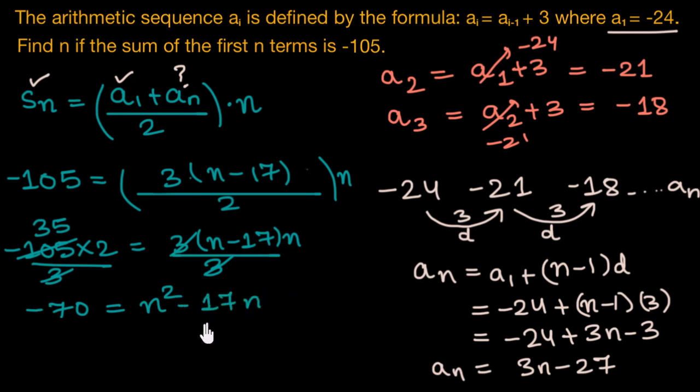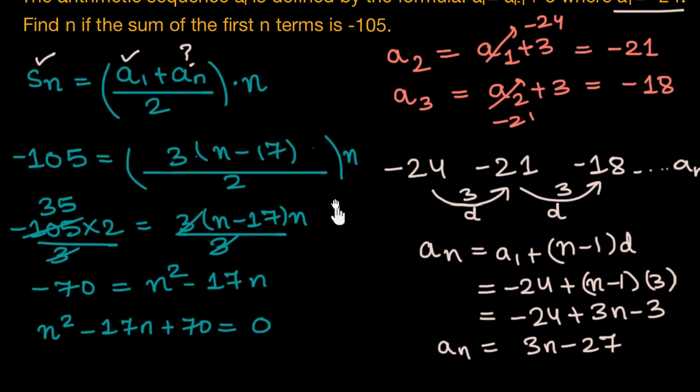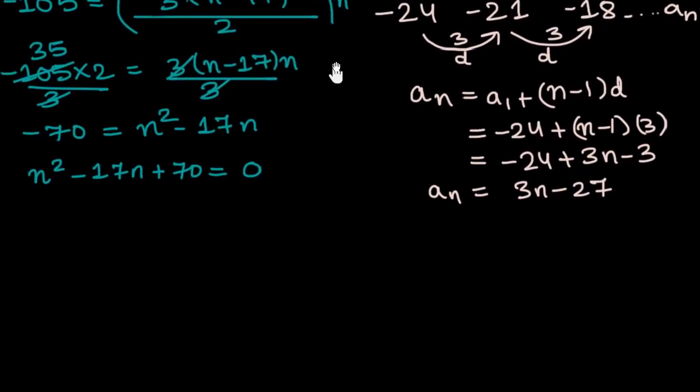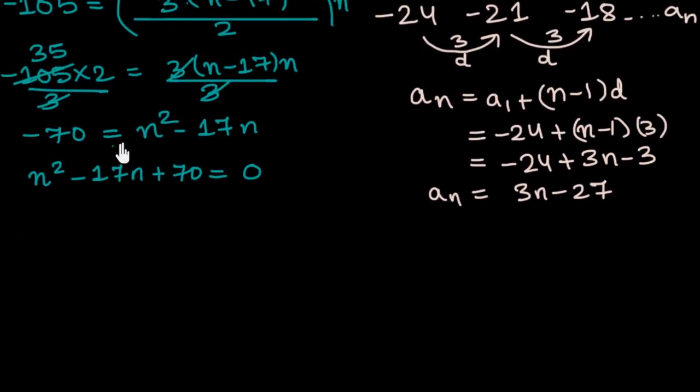Looks like we are getting ourselves a quadratic equation. Alright, so let's add 70 on both sides of this equation, and then we'll have n squared minus 17n plus 70 equals 0. So let's try to find out what n should be. Let me just make some space on the screen. So we'll use factorization to solve this quadratic equation.